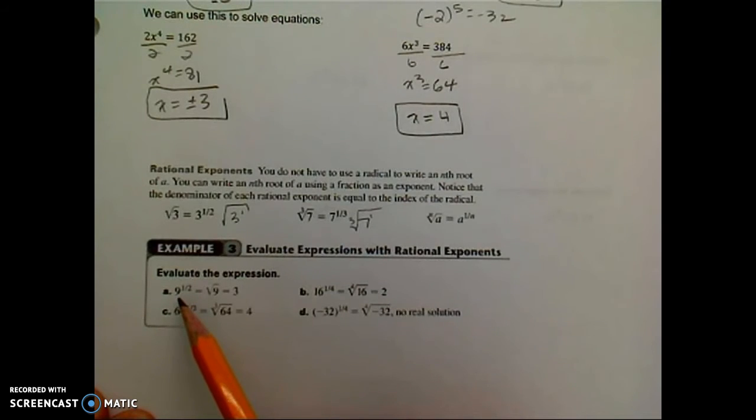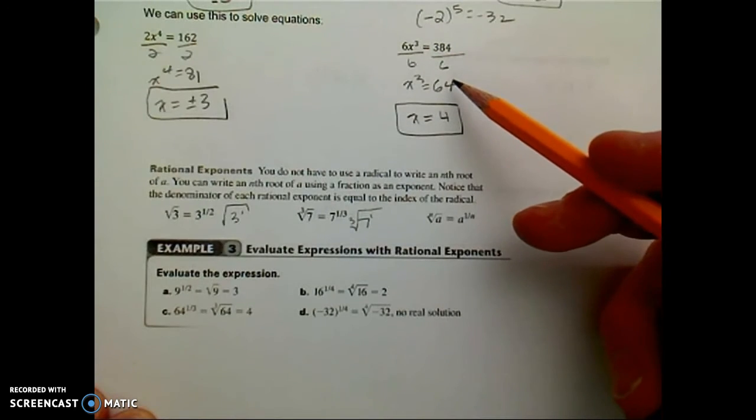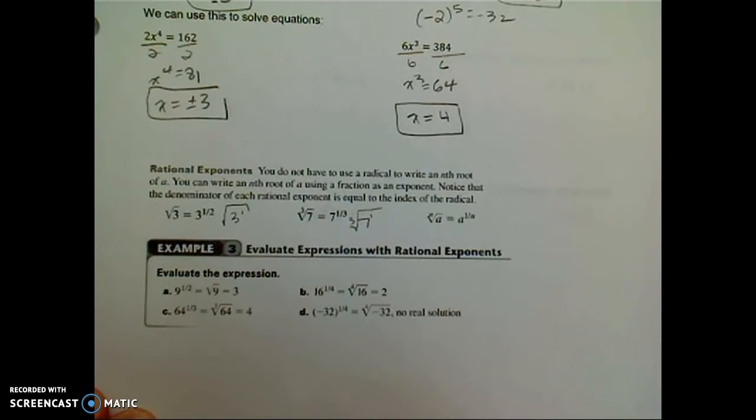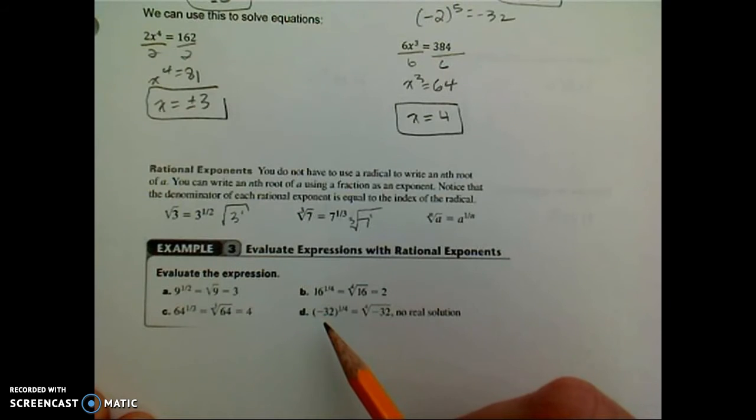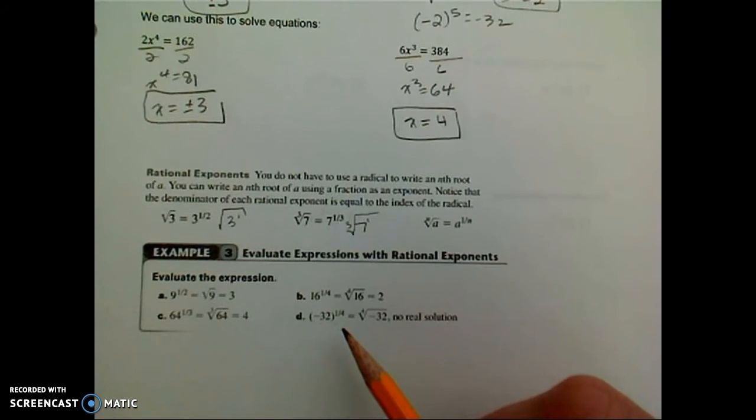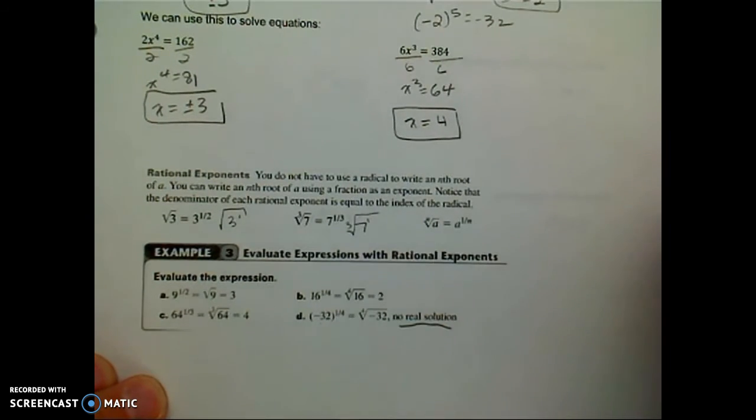9 to the 1/2 power, that's the same as saying take the square root of 9, so that's 3. 64 to the 1/3, that's the cube root of 64, just like we had in our example equation. Is it possible that we could have no solution on these? Well, sure. An even root of a negative number does not have a solution in the set of real numbers. So negative 32, I don't have a number I could multiply by itself 4 times. It's going to give me a negative, so that has no real solution.